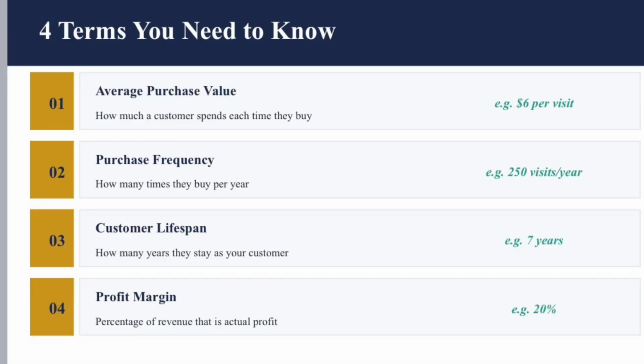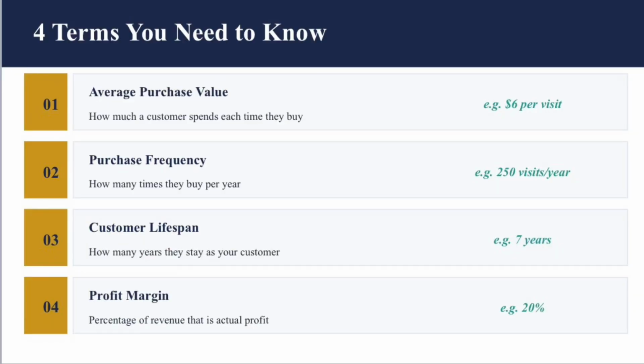So before we calculate CLV, let me define four terms you need. These are pretty quick. Number one is average purchase value. How much does a customer spend each time they buy? If someone always grabs a $6 coffee, that's their average purchase value. Number two, purchase frequency. How many times do they buy per year? If they come in 5 days a week, that's about 250 times a year. Number three, customer lifespan. How many years do they stay as a customer?